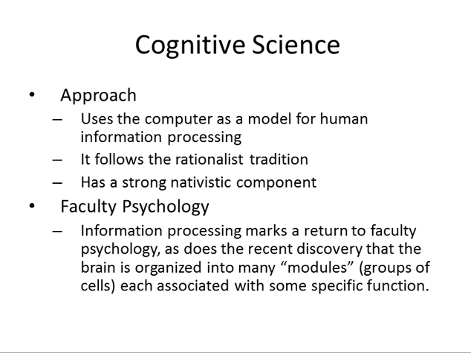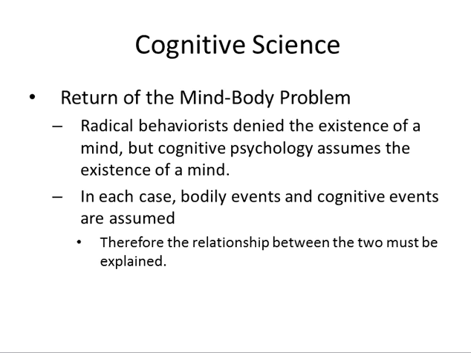Information processing marks a return to faculty psychology, as does the recent discovery that the brain is organized into many modules or groups of cells, each associated with some specific function, which then returns us to the mind-body problem. Radical behaviorists deny the existence of the mind, but cognitive psychology assumes the existence of a mind. In each case, bodily events and cognitive events are assumed. Therefore, the relationship between the two must be explained.